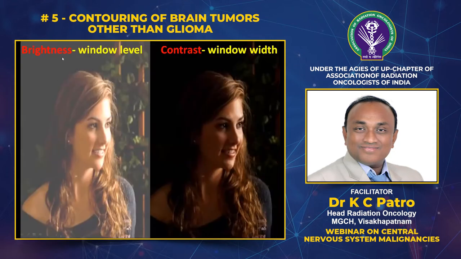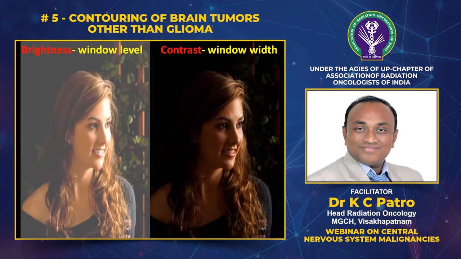So what is brightness? If you see the left image, the total image changes if you change anything. But on the right side, if you change the image, the change happens inside the image, so the face looks more beautiful and more shining compared to the other part. So brightness is the window level. Contrast is the window width.